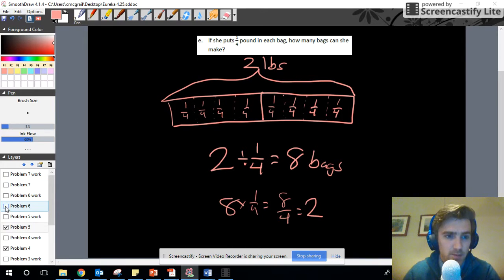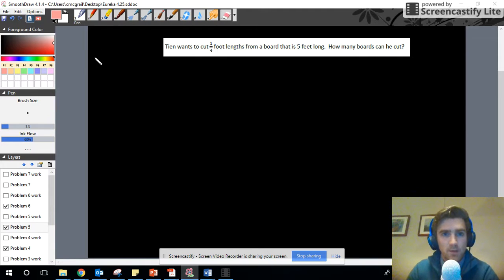You are going to solve this problem with your team. This is a totally new problem. Tien wants to cut 1/4 foot lengths from a board that is 5 feet long. How many boards can he cut? See if you can solve this with your team. Keep watching if you need a little nudge. So the first thing that I'm going to do is I'm going to draw my tape diagram of 5 feet long.